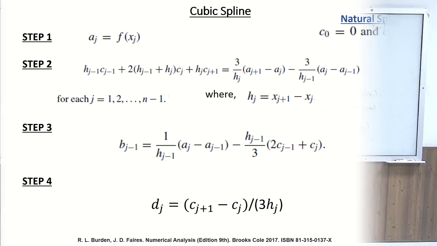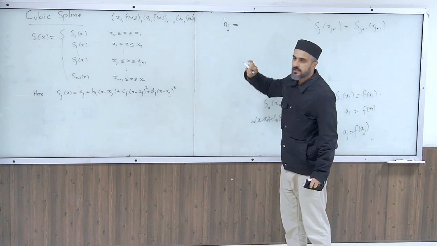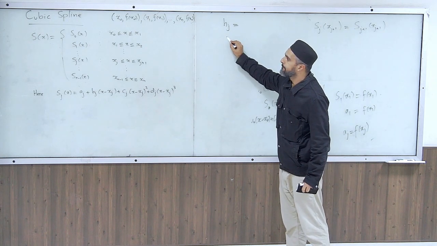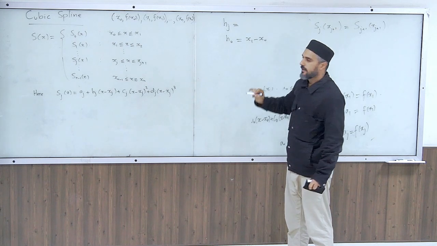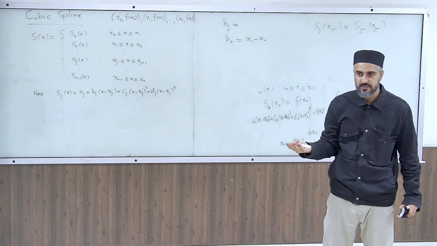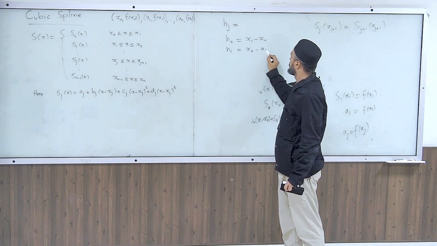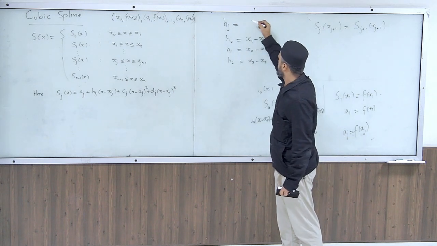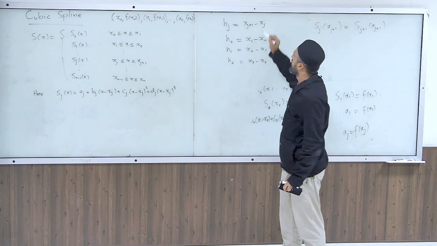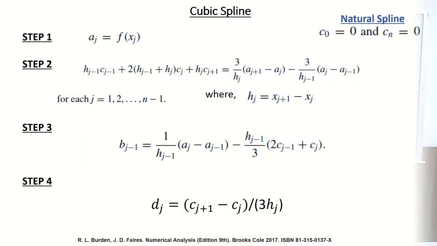Over here, what is hj? Let's start with h naught. h naught is x1 minus x naught. It's the difference between consecutive x values. So what is h1? h1 is x2 minus x1. What is h2? It is x3 minus x2. And hj is xj plus 1 minus xj. So in the equation in step number 2, the hj's are actually these things.